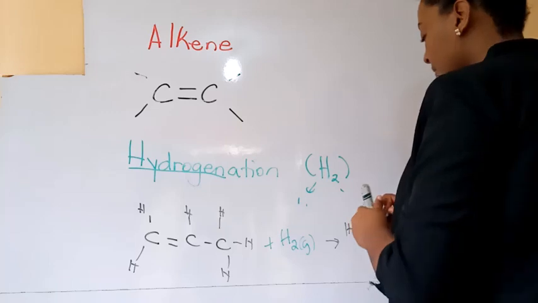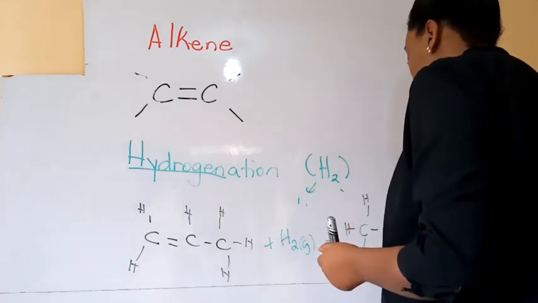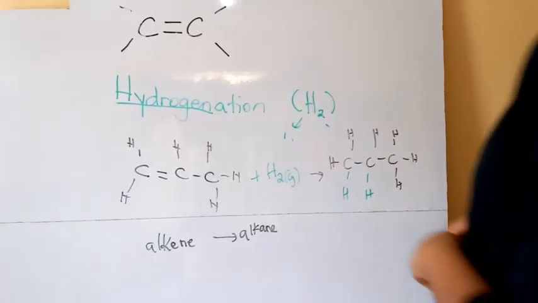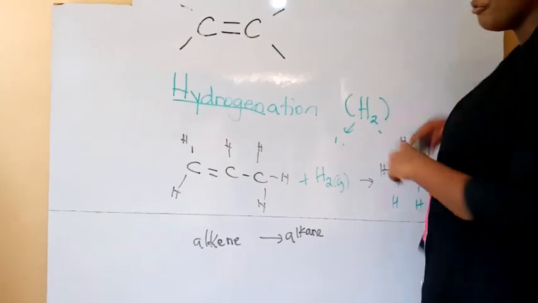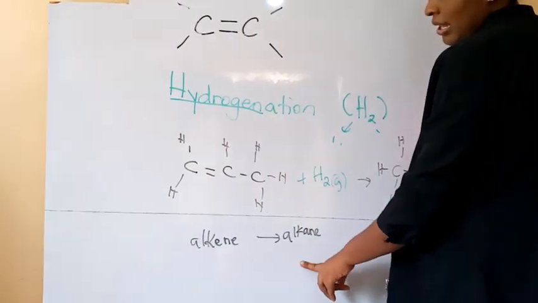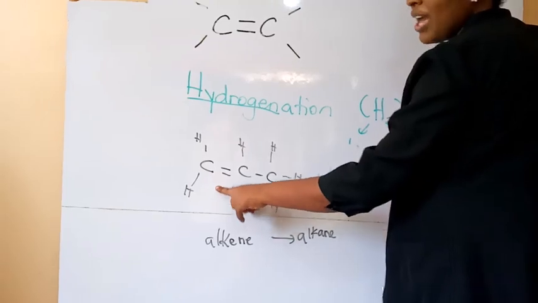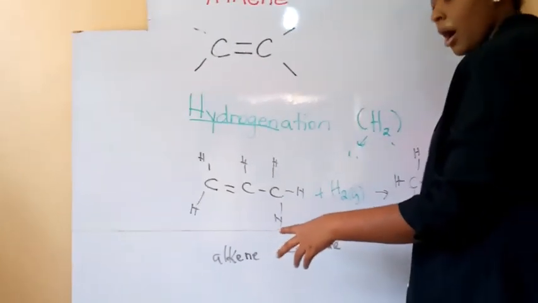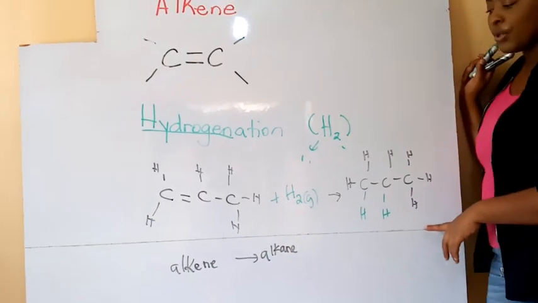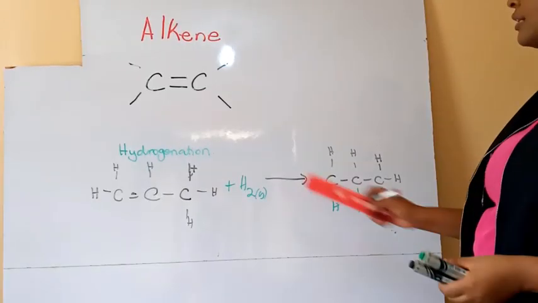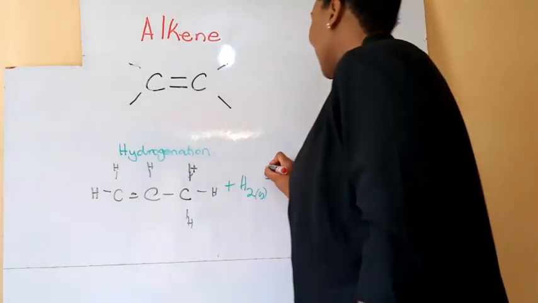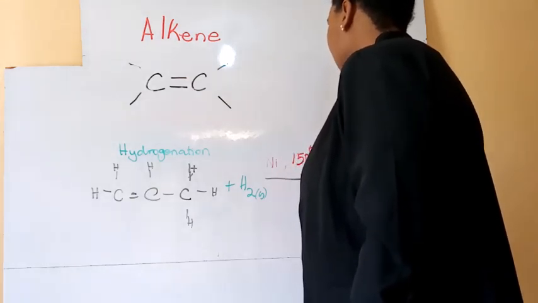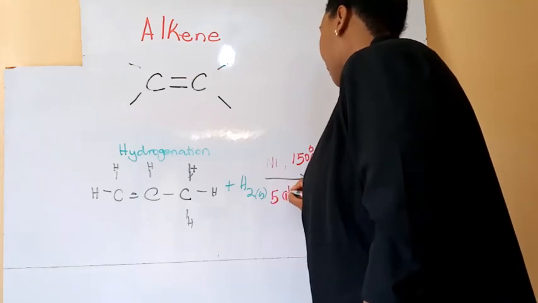Then to the atoms that were in the double bond, we're adding H and H. So in a hydrogenation reaction, we move from an alkene to an alkane. So here we have propene and we are breaking the double bond and adding more hydrogen across the double bond. And so as a result, we form an alkane. So the condition for hydrogenation is nickel catalyst, 150 degrees Celsius and 5 atmospheres.